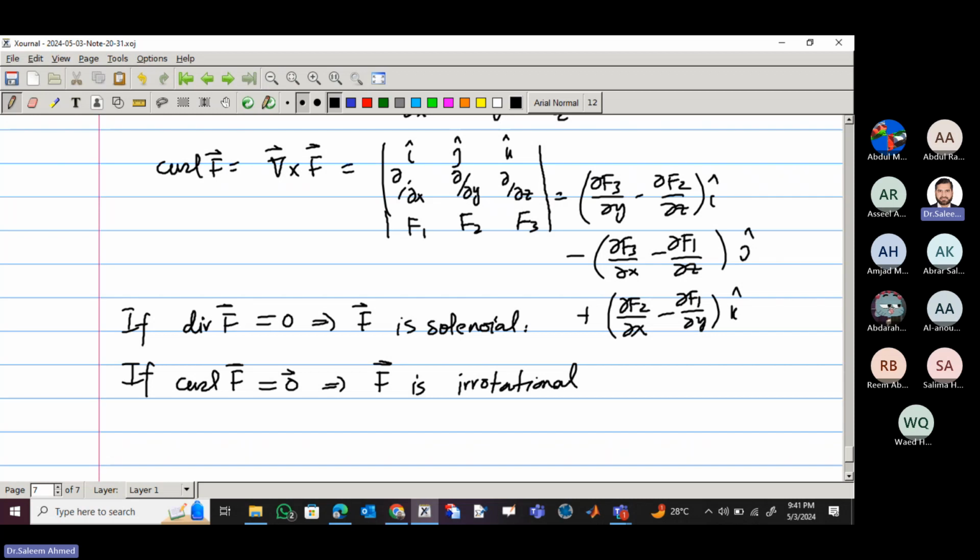Then I can ask you, is f solenoidal? So you will just see the answer of divergence. If divergence is not 0, you will say that no, f is not solenoidal. And if curl of f is not 0, you will say that no, f is not irrotational. But if curl is 0, you will say that yes, f is irrotational, right?